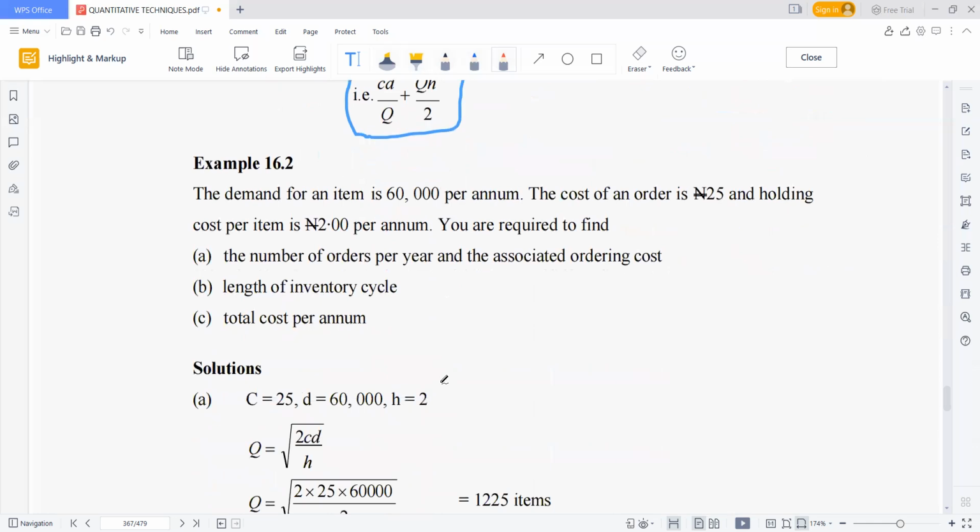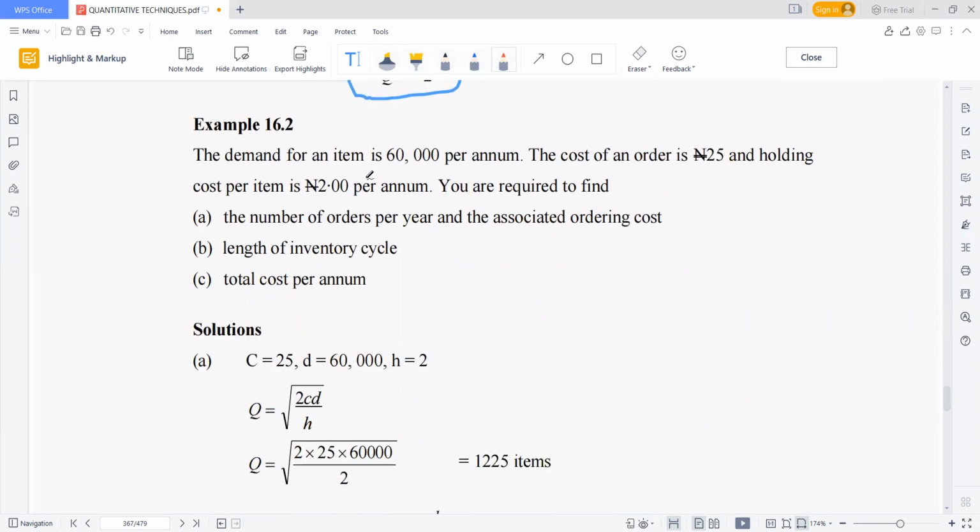Now let's take an example. The demand for an item is 60,000 per annum. The cost of an order is 25 naira. That is, to place one order, you are going to incur 25 naira. And holding cost per item is 2 naira per annum. That is, to keep one of these items in your warehouse, or in your store, you're going to be spending 2 naira per annum.